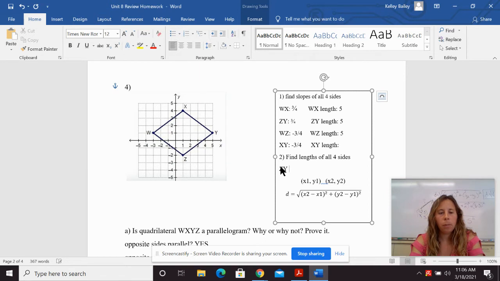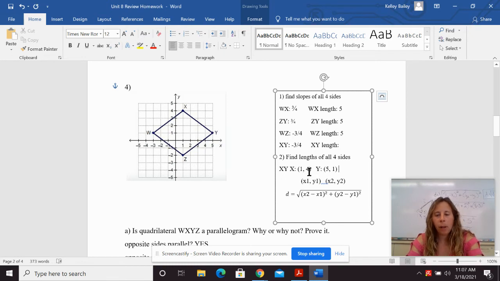Okay, so, XY. What am I doing? I'm doing XY. We just did WZ. So X, Y. Get your coordinates. X is at 1, 4. Y is at 5, 1.